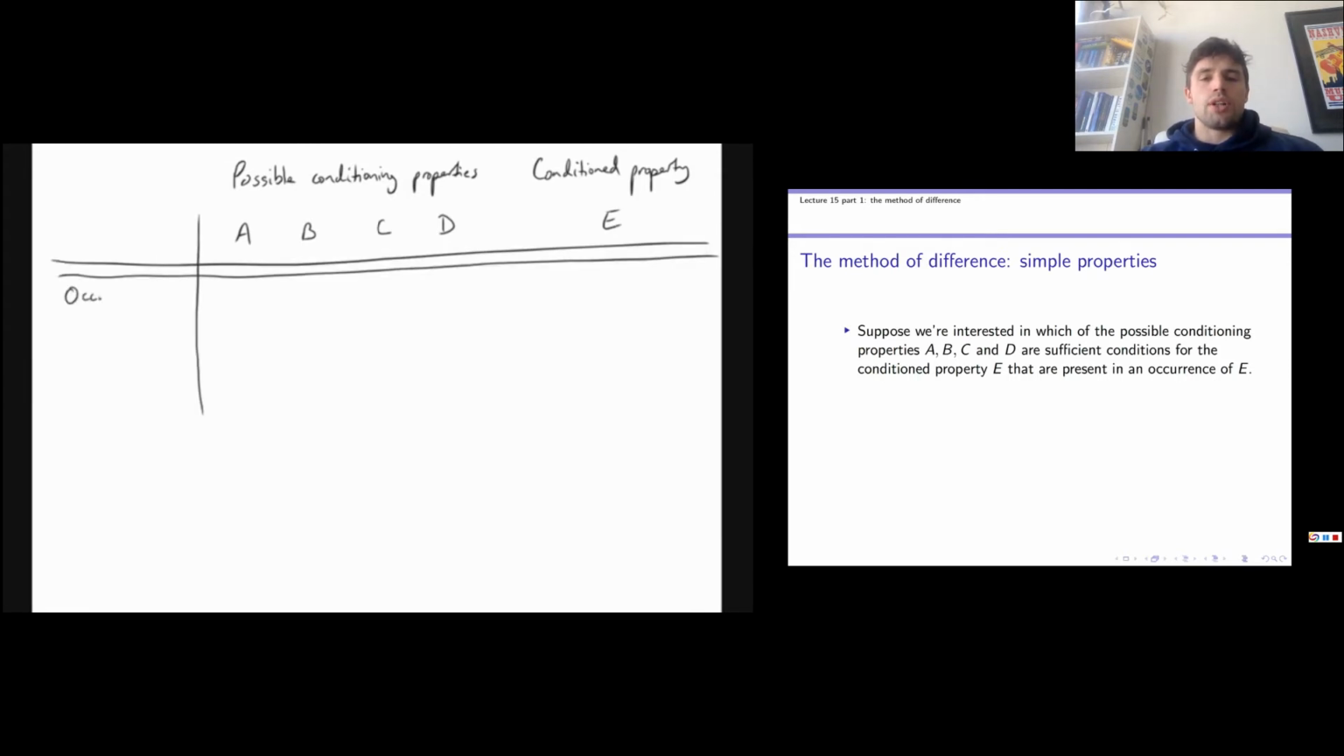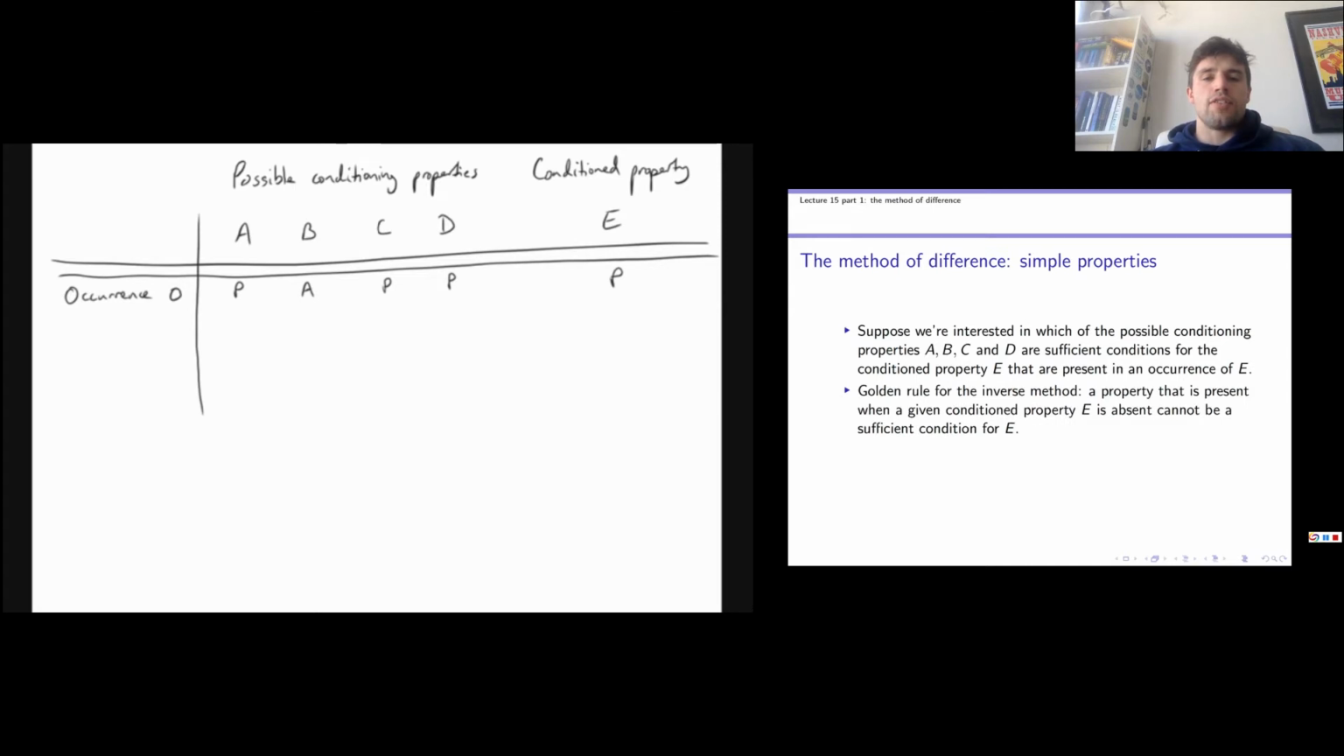Suppose next that we record an occurrence in which E is present. We will always, in this class, label this occurrence occurrence 0, like this. So E is present in occurrence 0. And suppose our observations are such that A is present, B is absent, C is present, and D is present. So again, there are four possible conditioning properties, A, B, C, and D. And in occurrence 0, the conditioned property E is also present.